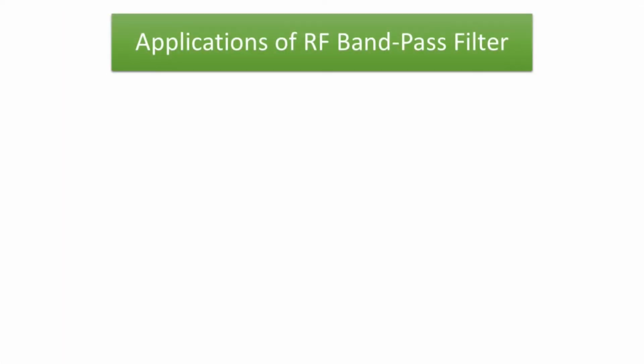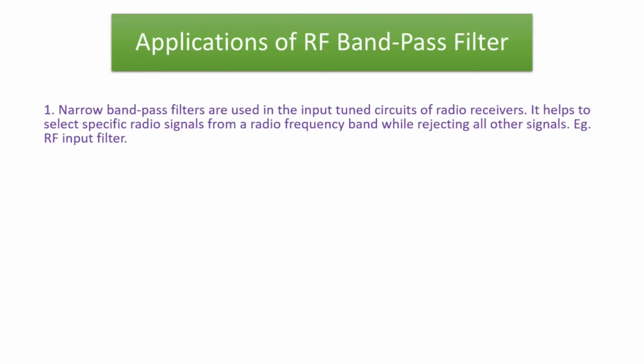Applications of RF bandpass filter. 1. Narrow bandpass filters are used in the input tuned circuits of radio receivers. It helps to select specific radio signals from a radio frequency band while rejecting all other signals. Example, RF input filter.